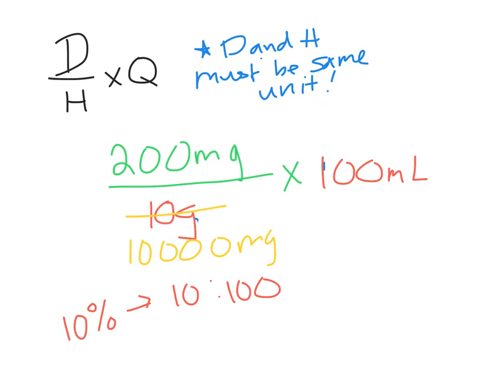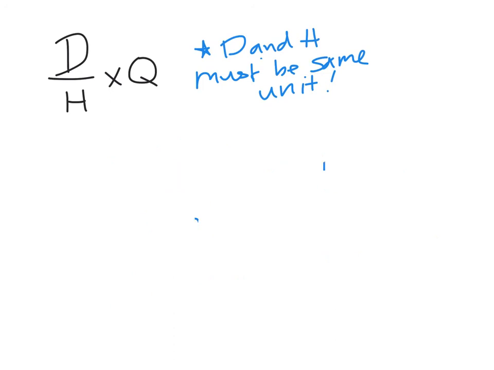Now that they're both in milligrams, I can divide it out. So I'm going to take 200 divided by 10,000, and that gives me 0.02. Times 100 would give me 2. My answer here is 2 milliliters. So that's what makes chapter 12 a little bit different, but again, a lot of similarities in both of those. Anytime you're using dosage calculations, it's easy as long as you just plug in the D, H, and Q.